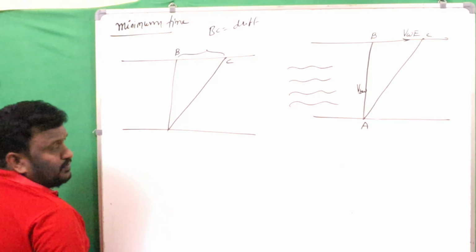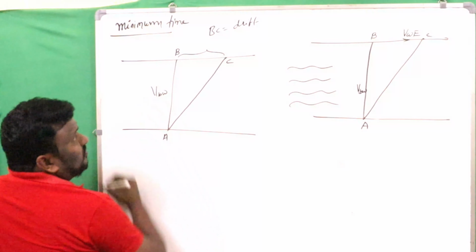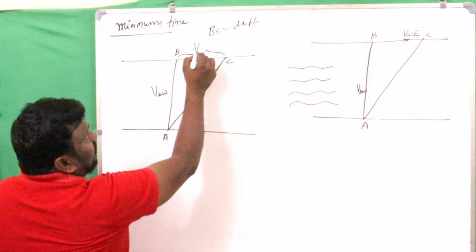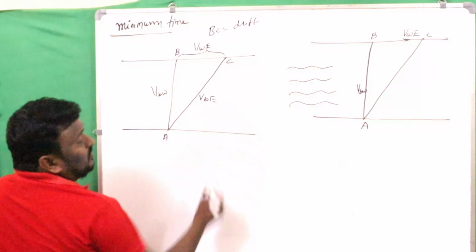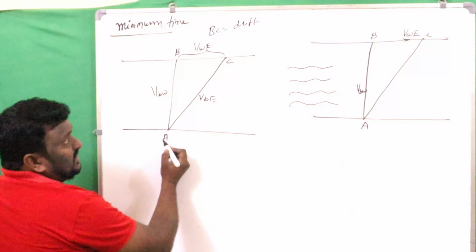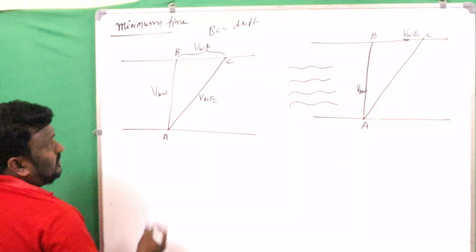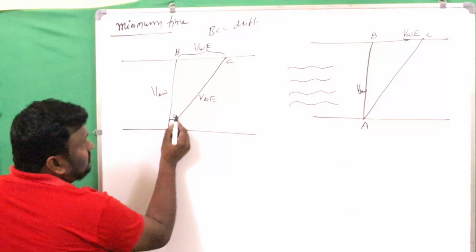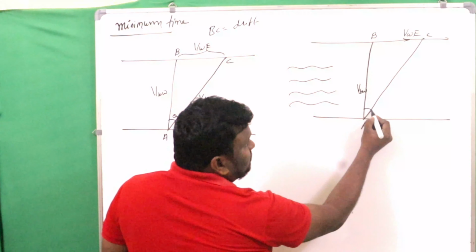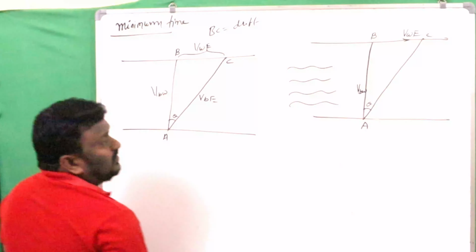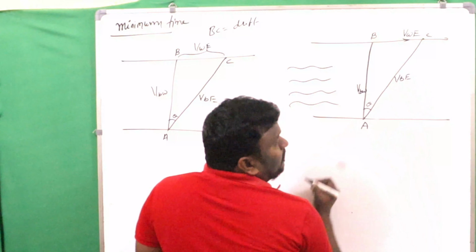What is drift? And in this case, along AB we have VBW, and this is the VWE, and this is VBE, the velocity of the boat with respect to the ground or earth, which should be towards this one. Clear? Then it will make some angle here, theta. So we are showing it like this.